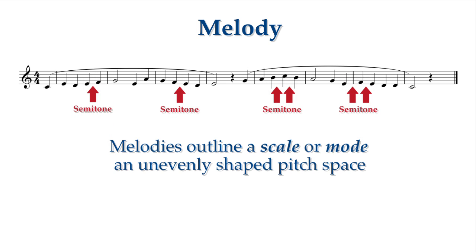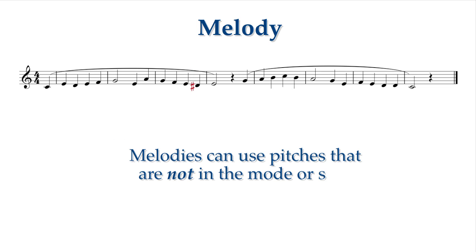Melodies outline an uneven musical pitch space that is circular. The notes used repeat in every octave and have musical steps of at least 2 or 3 different sizes. In other words, melodies outline a particular mode or scale. Melodies can use pitches that are not in the mode or scale as embellishments.